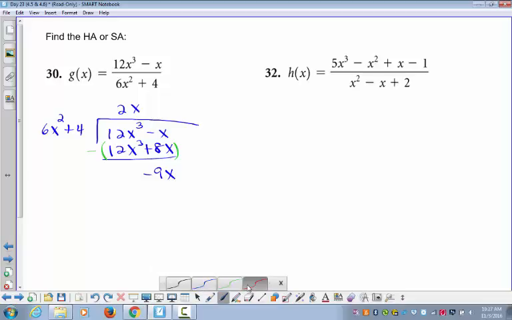That's it. So our conclusion is that our slant asymptote, and it's a slant asymptote because this is a slanted line, is y equals 2x. It's important to put the y in there because it's a function. It's a line.